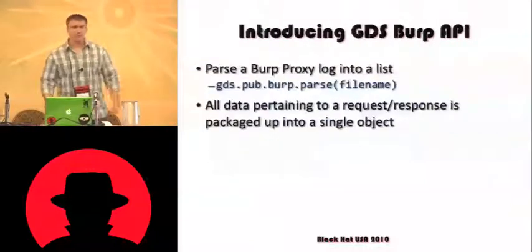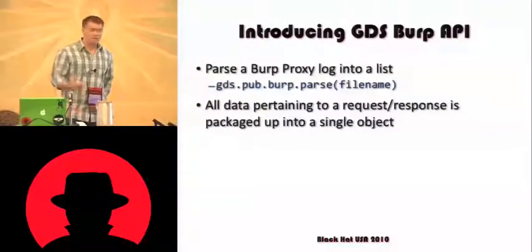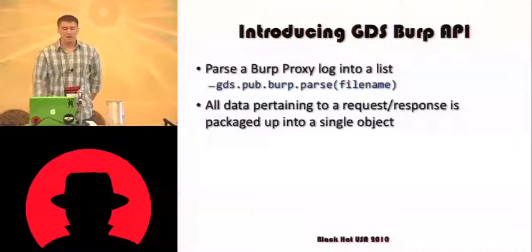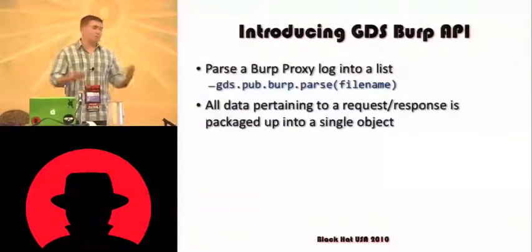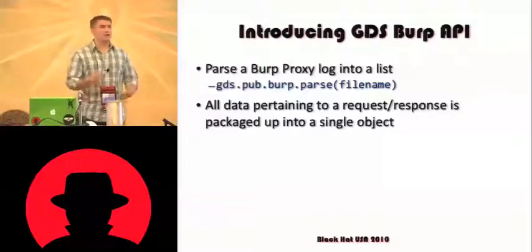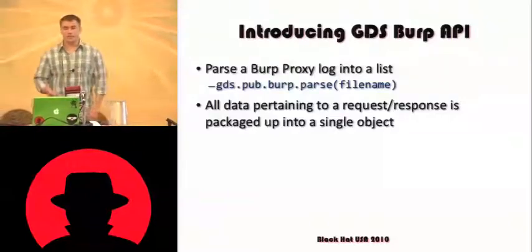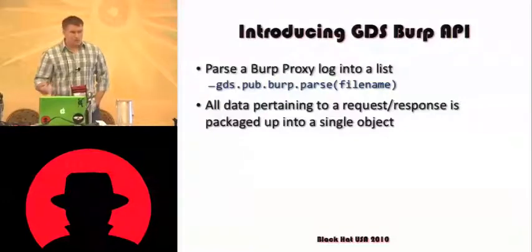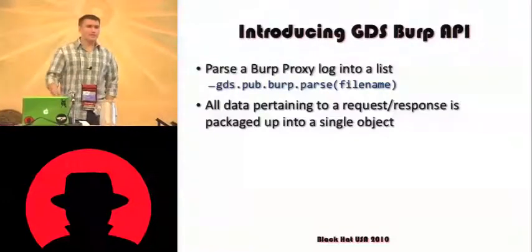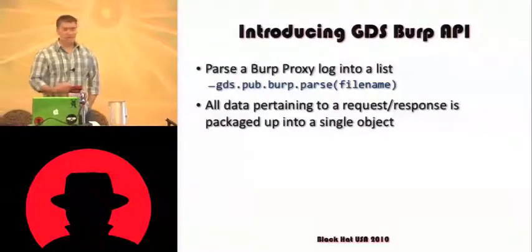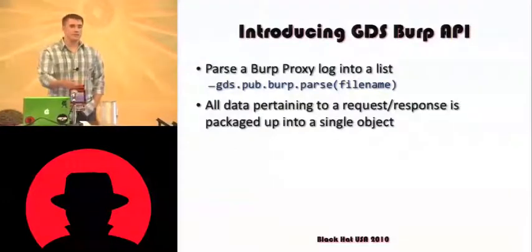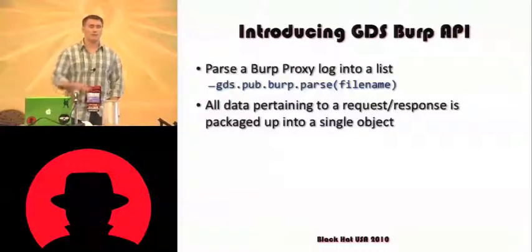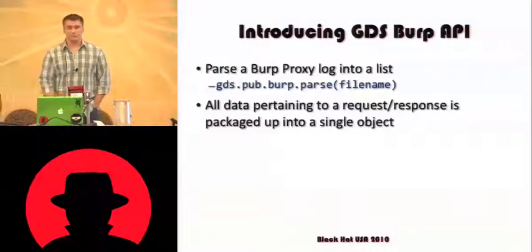So I wrote this API basically, I call it the GDS Burp API. Basically I go through and parse an entire Burp crawl log, or you could parse a spider log or any kind of log that Burp generated, and parse every request and response into a single object. Each Burp object contains the properties of the request and the response, as well as some other metadata that Burp recorded.